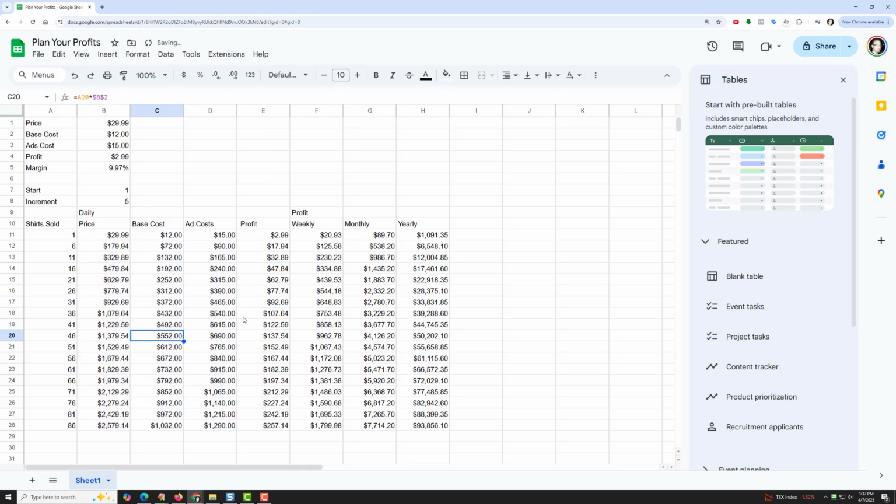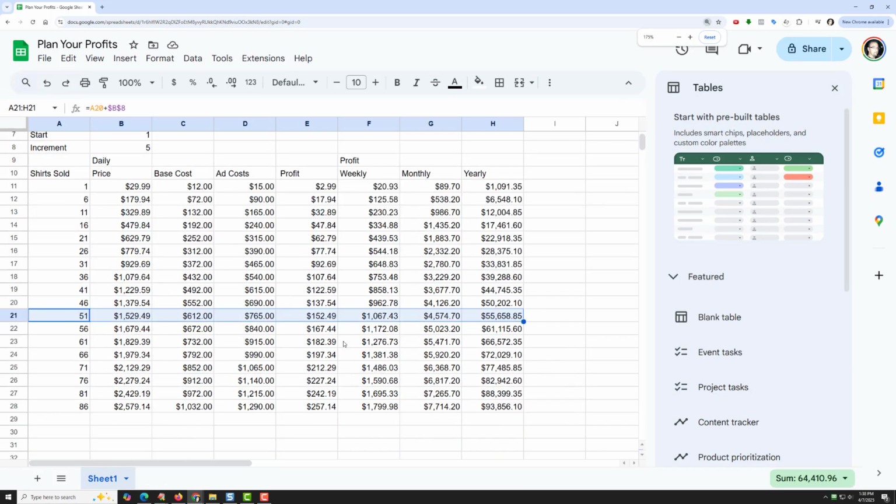There you go. So now it gets a little scarier, because if you're at 50, as an example, like you're selling 50 per day. Let's make that a little bit bigger. There we go. If you're at 50 sold per day, you're going to be spending $1,500. Your base cost is $612. Your ad costs are $765. Actually, that's your revenue. Your ad costs are $765. Your profit is $152 a day. So you're basically spending this much to make this much, which leads you to a profit of $1,000 a week, $4,500 a month, $5,500 a year.